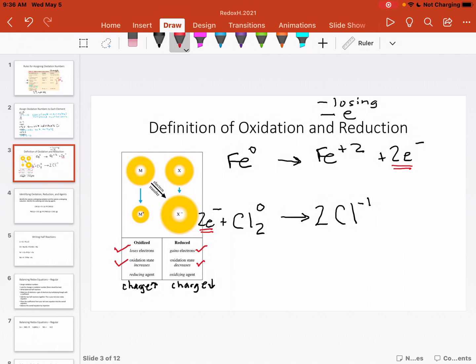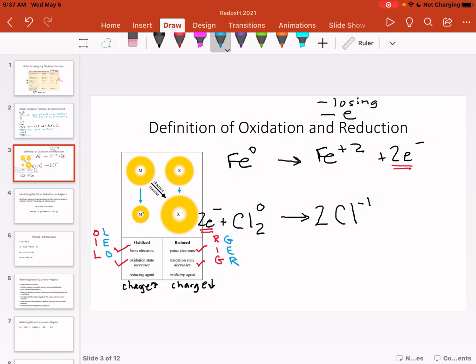You may find the following items helpful. We can say that oxidation is loss of electrons, and reduction is gain of electrons. Another thing we can say is Leo, as in lion, goes grrr. And how could that possibly be helpful? Loss of electrons is oxidation. Gain of electrons is reduction.